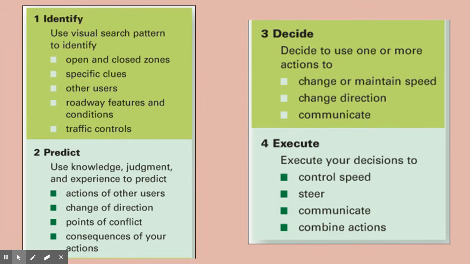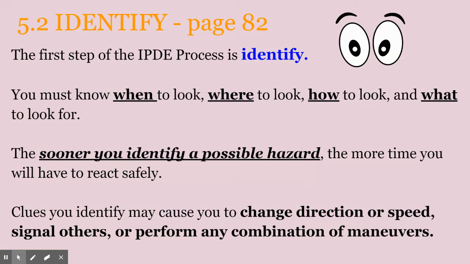We need to predict. We are going to use knowledge, judgment, and experience to predict actions of other users, change of direction, points of conflict, and consequences of your own actions. Then we need to decide to use one or more actions to change or maintain speed, change direction, and communicate. The final step, we will execute your decision to control your speed, steer, communicate, and combine actions.